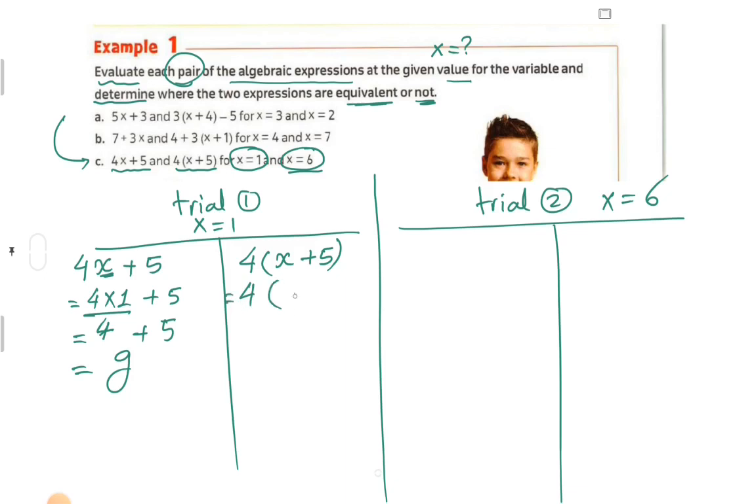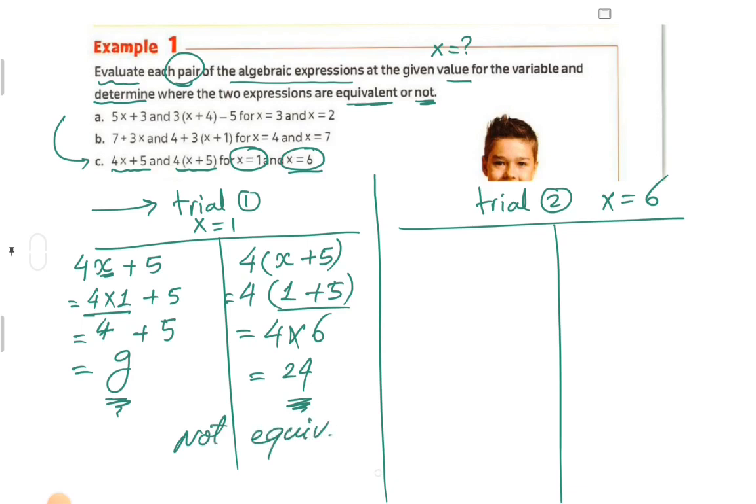4(1 + 5). Okay, into the first parentheses, 4 parentheses means 4 times the parentheses result, 1 plus 5 equals 6, 4 times 6 equals 24. Now, we find that in the first trial, when I substitute x equal 1, the first expression gives me 9, and the second expression gives me 24. So, these two expressions are not equivalent to each other. Okay, but let's go to trial number 2 and see.